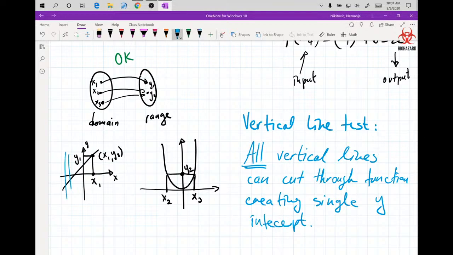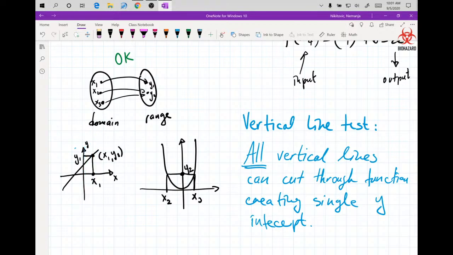So if I draw, as you can see over here, as many of these vertical lines as I want, each one cuts through the graph only once, creating a single y-intercept. Same happens here. No matter where I draw a vertical line, those are not vertical, but let's say they are, they all cut through the function only once.